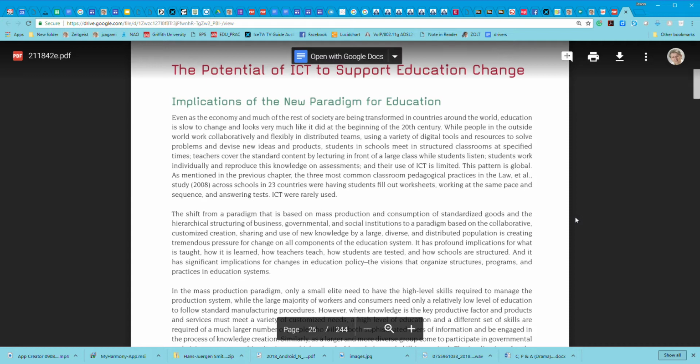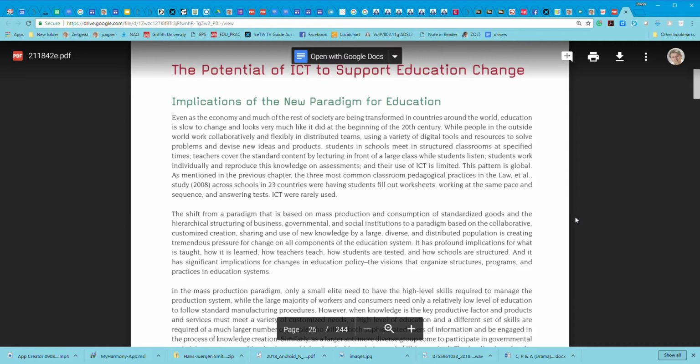So these are all the sorts of things you'll need to think about when you come to do your second assignment around your implementation plan. Now, it may not be at a nationwide level, it may just be at a school level or even a classroom level, but the same sort of issues arise.